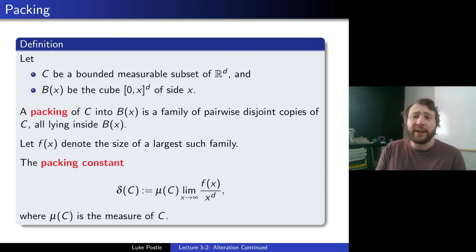So how should you view the packing constant? Well, what is f of x? It's the size of the largest family of disjoint copies. Each copy has a measure mu of C. So the numerator, if you multiply by mu of C there, is equal to the area of all those copies. And x to the d, of course, is the volume, the area of the cube itself. So we really get this limit of the volume of the space that's covered by the packing, an optimal packing, divided by the total volume. So really the packing constant can be viewed as the proportion of space in the limit that can be covered with disjoint copies of C. So that's the packing constant.